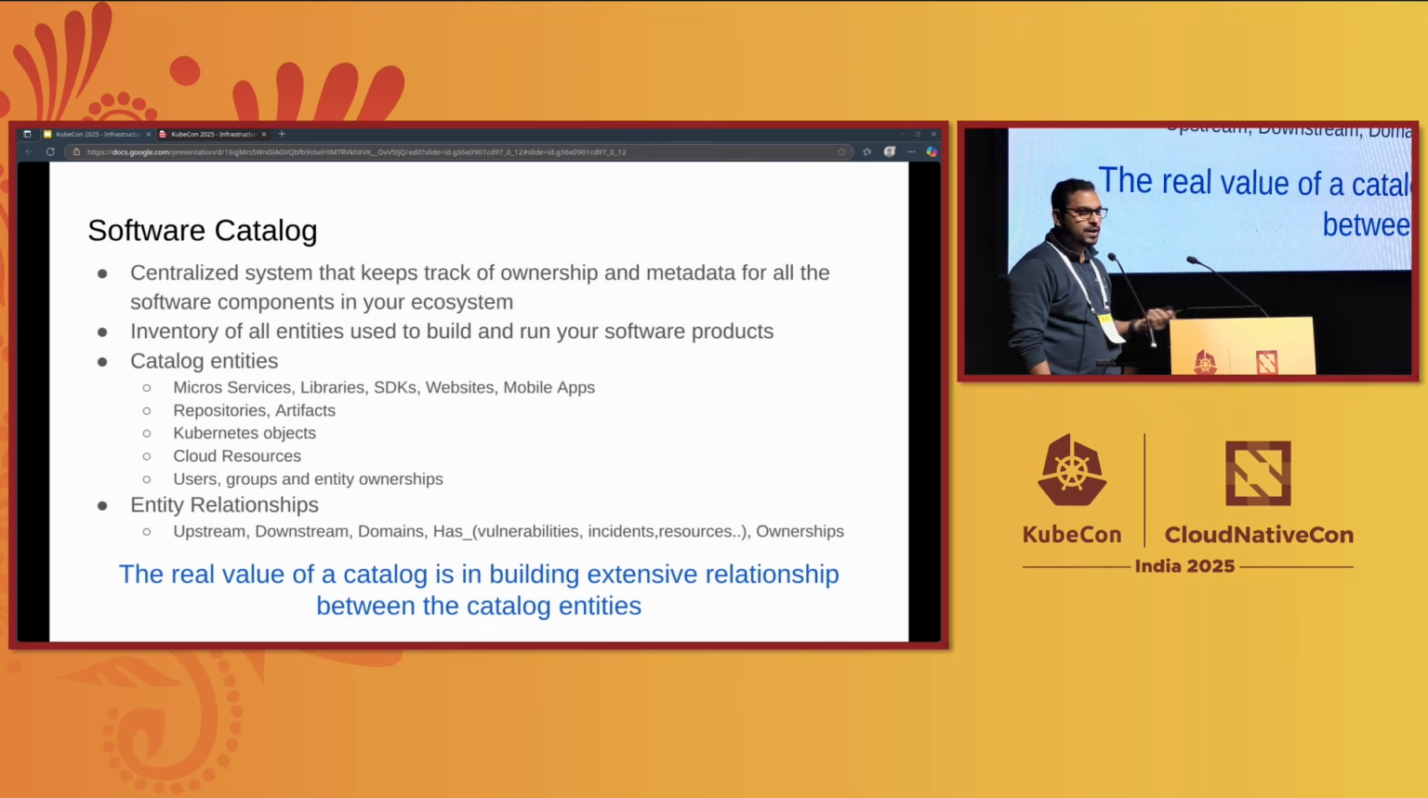And the real value of a catalog is in connecting all these entities from different sources of infrastructure, SaaS, all sorts of components, and deriving the value by looking at all the relationships, implicit and explicit, within that catalog.